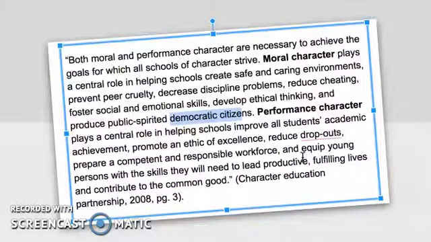These are the things that you need to be successful. The moral character is what you need to be a good person. Performance character is what you need to achieve your goals. But you need both of those things, and hopefully we're developing both of them, because just one is going to have problems. And hopefully you'll see some of that in our activity.